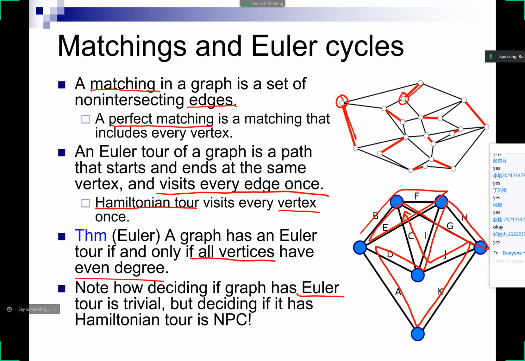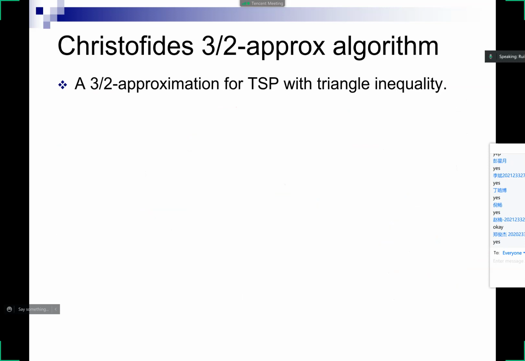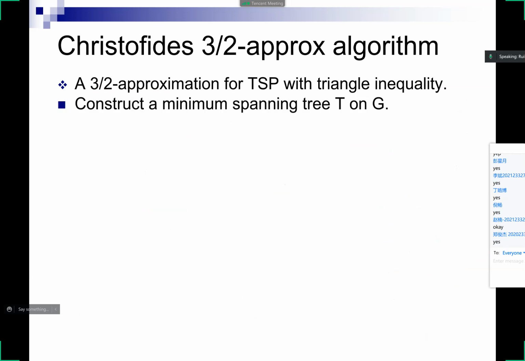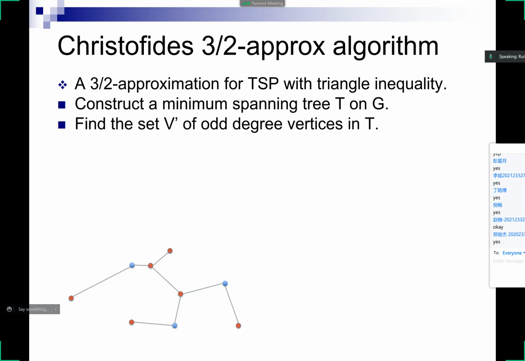Now we're going to use them in the 3/2 approximation. This algorithm is by Christofides, and again, we need to assume the triangle inequality. This 3/2 approximation is pretty similar to the 2 approximation. The first thing that we do is also compute a minimum spanning tree, T, on the graph. Suppose you have some sort of graph; I'm not showing the entire graph, which is a complete graph, I'm just showing the MST.